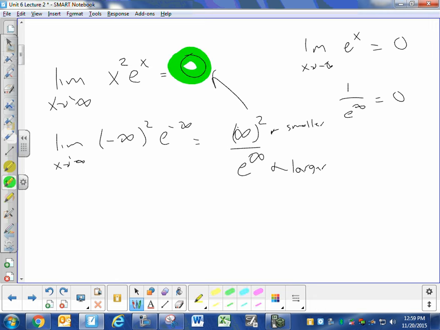Okay. Always a problem seen on the AP test, limits at negative infinity of things where x is in an exponent. Any questions about that? Yes?